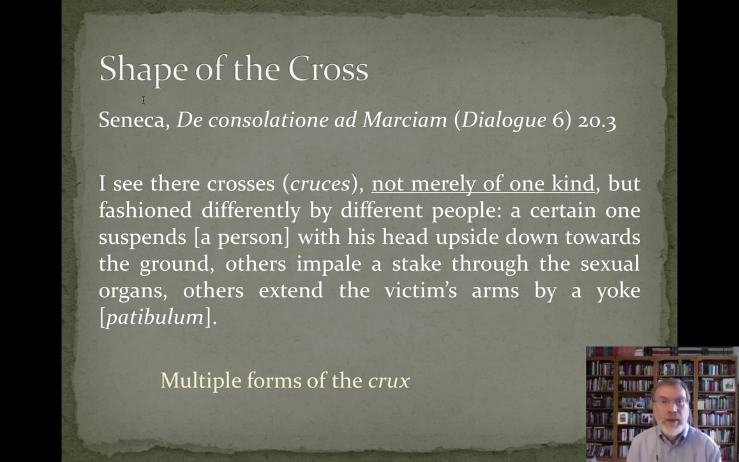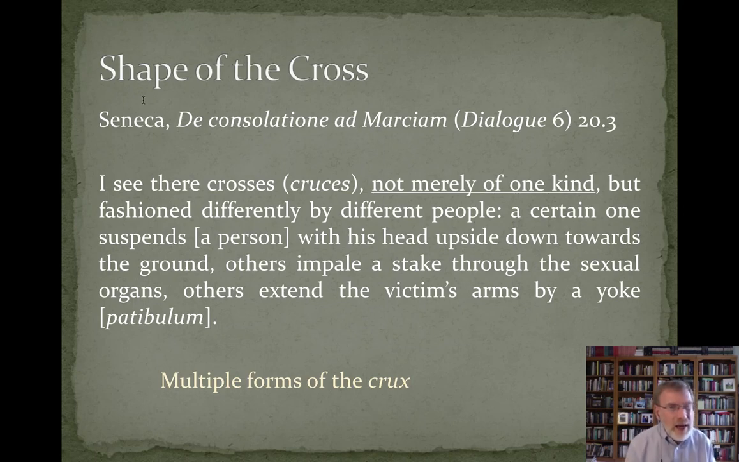So to give you a couple of examples of this, Seneca, who's a Roman philosopher around the time of Jesus, mentions that he sees crosses, uses the Latin term cruces, crux is where we get cross from, not merely of one kind, he says, but fashioned differently by different people. A certain one suspends a person with his head upside down towards the ground, which markedly is how Peter was said to have been crucified a few decades after Jesus. Others impale a stake through the sexual organs, and others extend the victim's arm by a yoke or a patibulum.